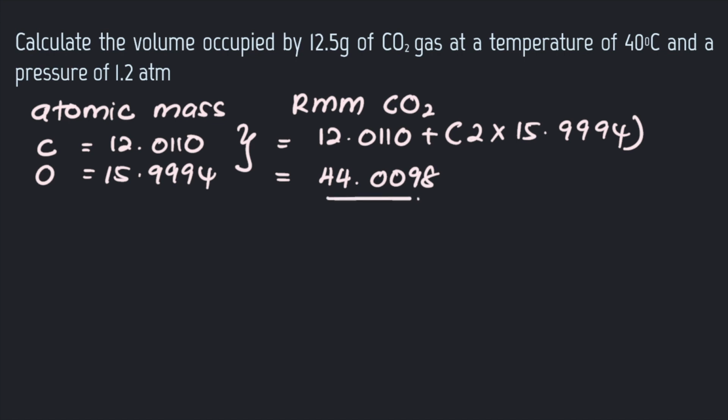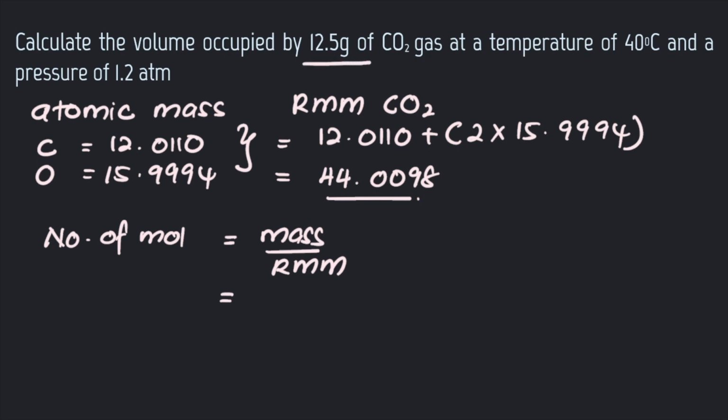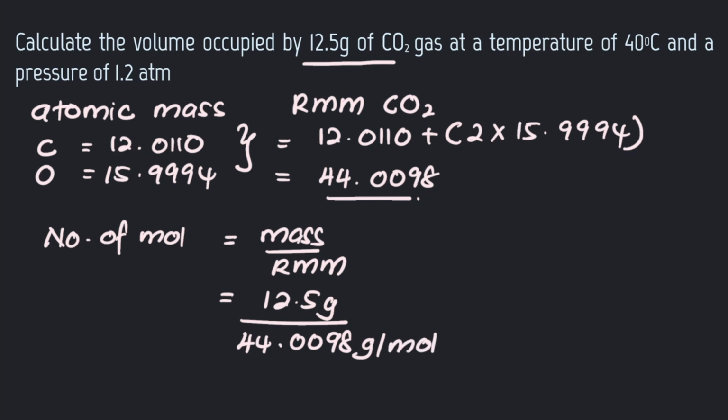The second step is to calculate the number of mole for the carbon dioxide. Number of mole is equivalent to mass over RMM. In the question, you were given the mass of carbon dioxide, which is 12.5 gram, divided by 44.0098 gram per mole. Therefore, you will get the number of mole of carbon dioxide is equivalent to 0.2840 mole of carbon dioxide.